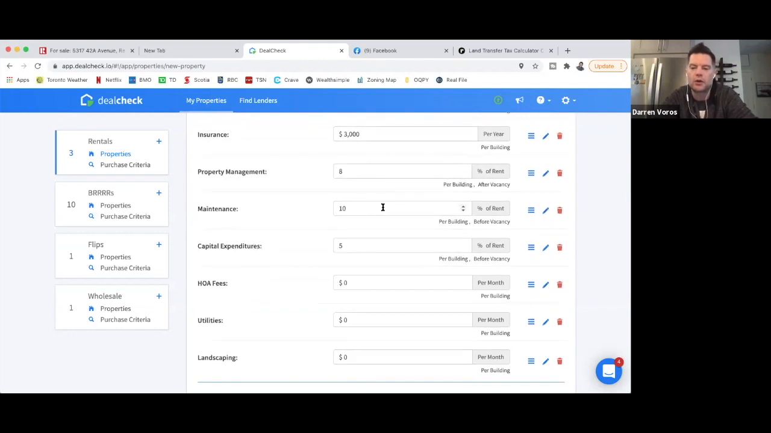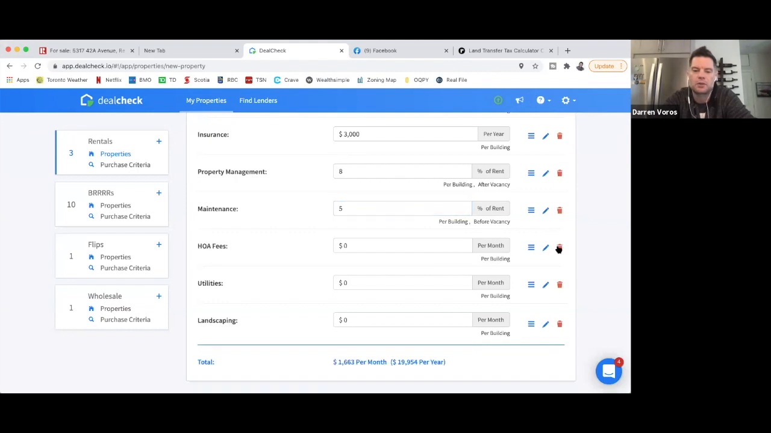Maintenance. Now, this is another category that a lot of people forget about. On an older building, I would say 5% is a good starting point. So let's drop this down to 5%. And this would be things that come up, whether there's appliances that need to be replaced or small repairs around the building, but there's going to be maintenance on a building like this. Capital expenditures, this is improvements, things like that. I generally combine these two things together. So you could put maintenance at 3 and capital expenditures at 2, but let's just eliminate capital expenditures. HOA fees, we don't have here. These are condo fees, basically, because this is not a condo.